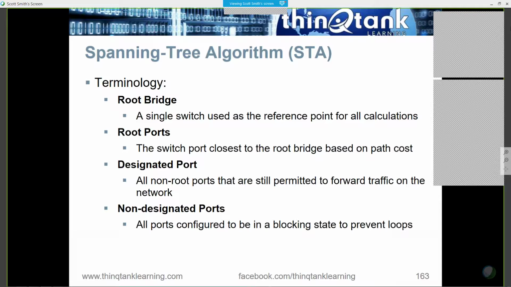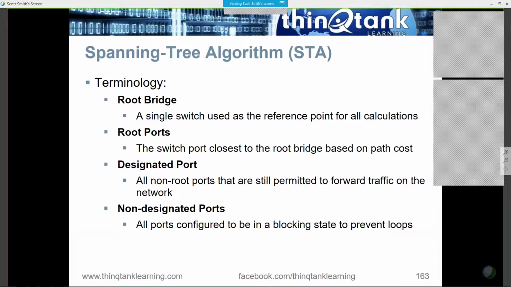So the next step for us is to learn the terminology. Learn what a root port is. Learn what a root bridge is. Learn what designated ports are. Learn what non-designated ports are. All of this is related to something called the spanning tree algorithm.